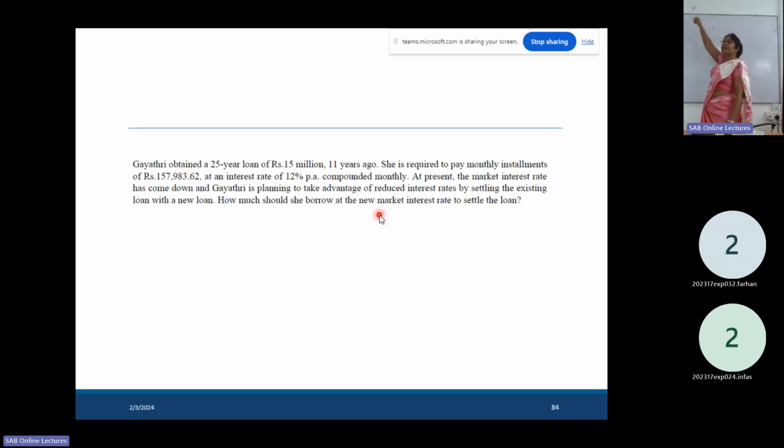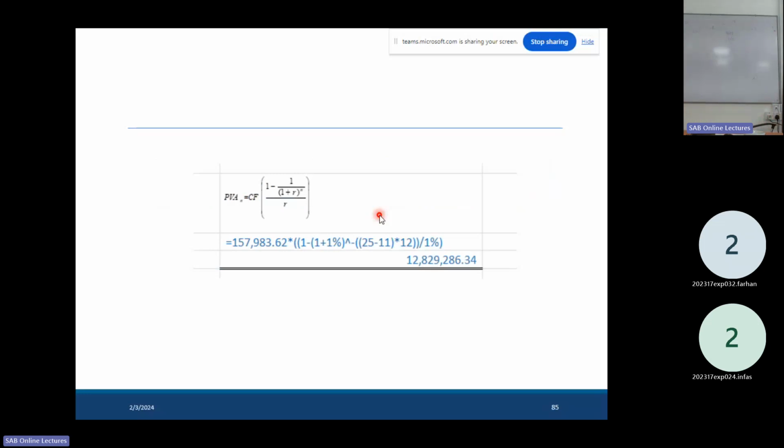The 25 years loan was obtained 11 years ago, so 168 monthly installments are there to be paid. The outstanding balance is what she has to borrow as a new loan at the new interest rate to settle this. In a different way rather than asking the loan outstanding balance, you are asking how much should be borrowed at the new loan. So you have to calculate the outstanding balance. So you have to borrow 12,829,286.